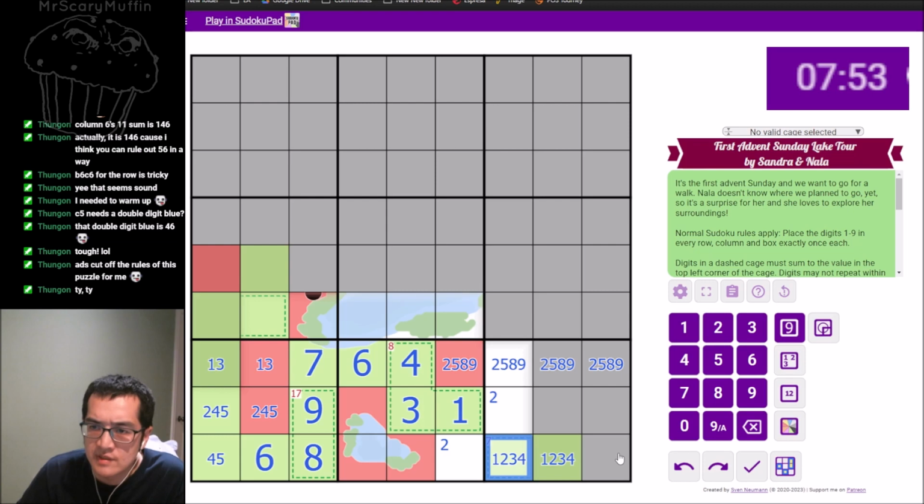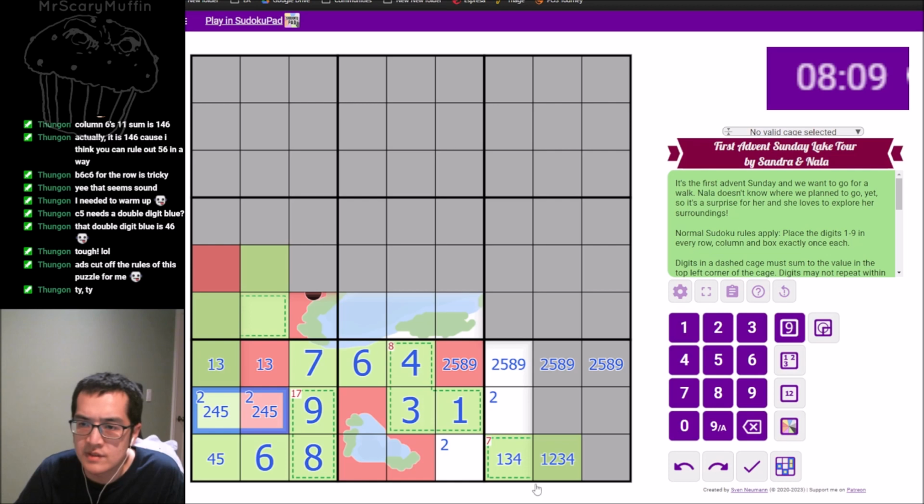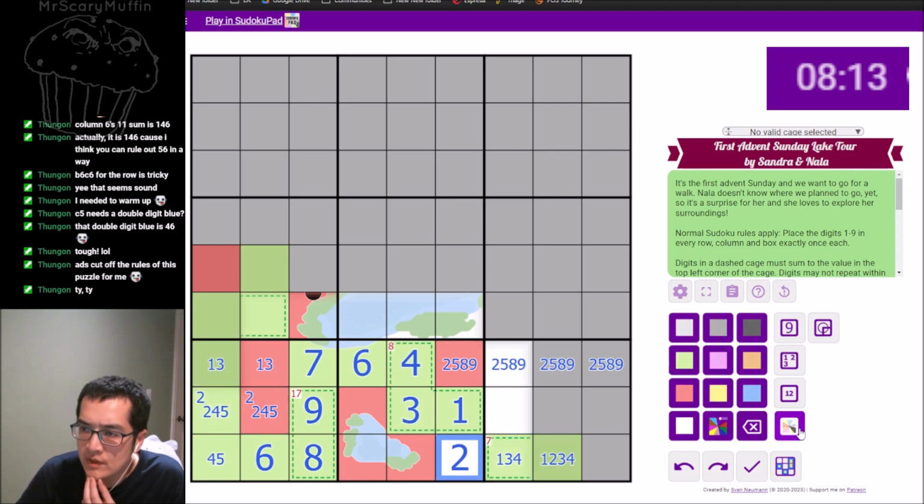Both of these 2s see this one, so this one can't be a 2. 1, 3, 4. I feel like there's problems with 2 being... Actually, wait, is 2 locked in here? 2 is locked in here, isn't it? Yeah, so this is a 2. This is where we're connected. This can't be connection.